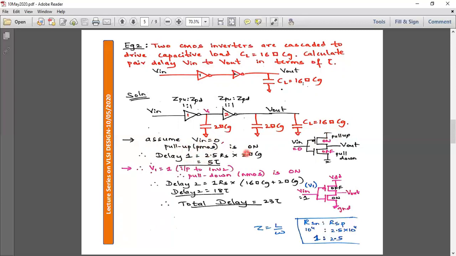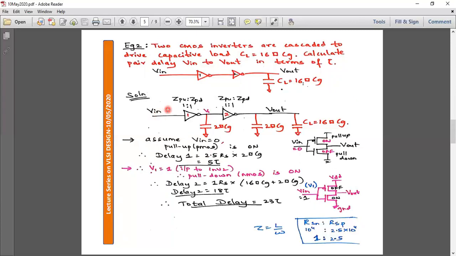Vin 0, pull up is on. So what is pull up ratio for inverter 1? It is 1. And what is resistance for pull up? 2.5. Pull up is PMOS here, so resistance is 2.5. So 2.5 into 1 into RS, and capacitance is 2 Cg. So total delay 5 tau.